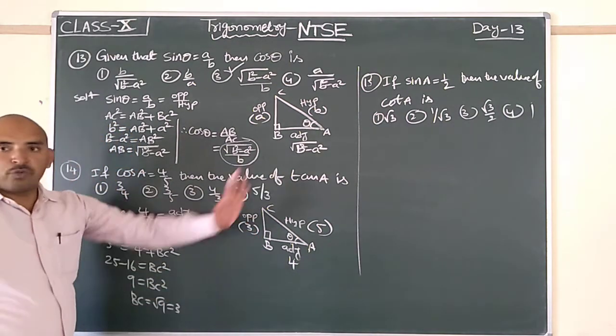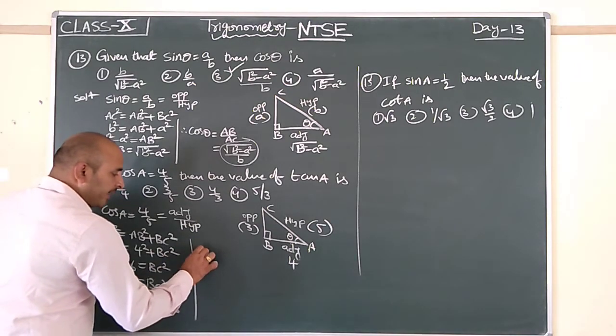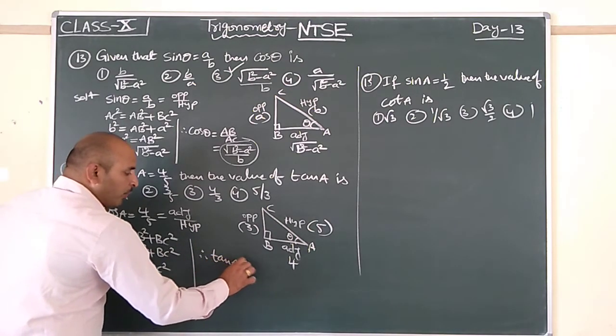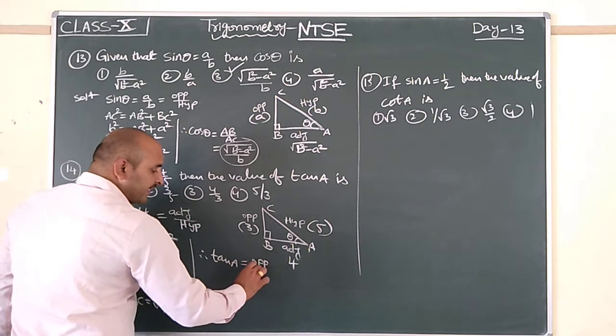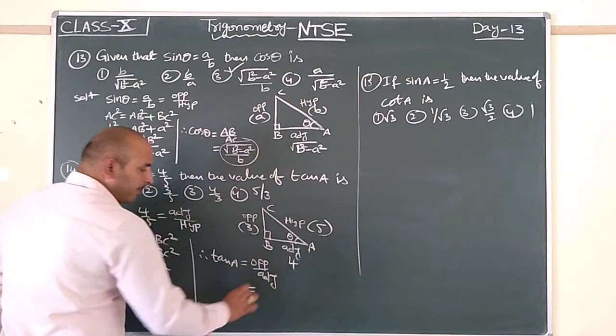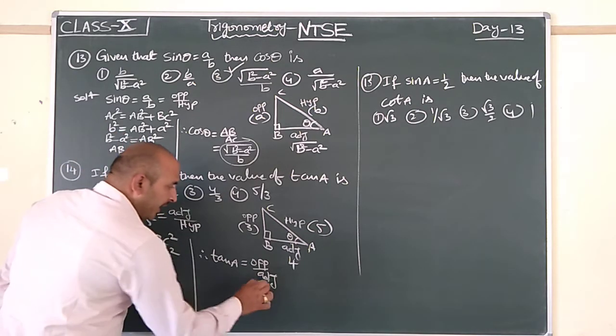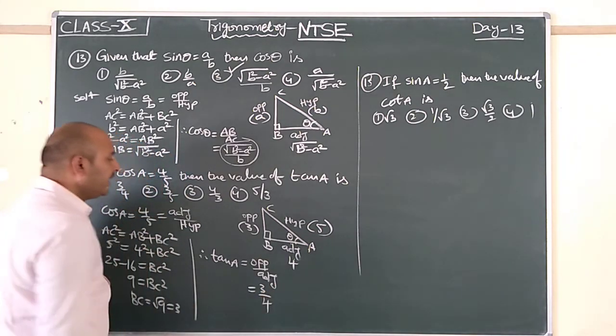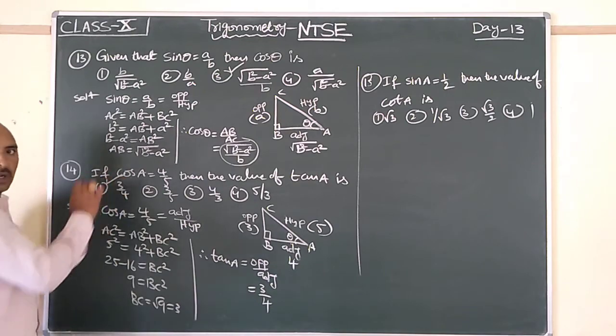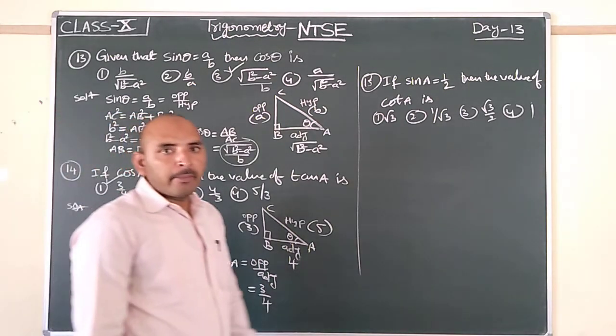So now what we have to find? Tan A. Therefore tan A is equal to opposite side by adjacent side. What is the opposite side value? 3, by the adjacent side value, 4. 3 divided by 4. Option number 1.